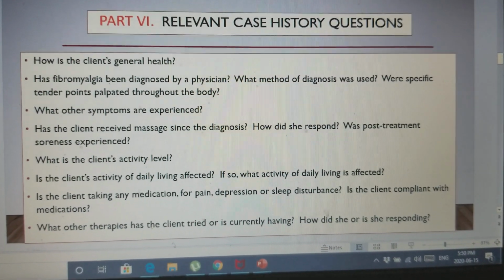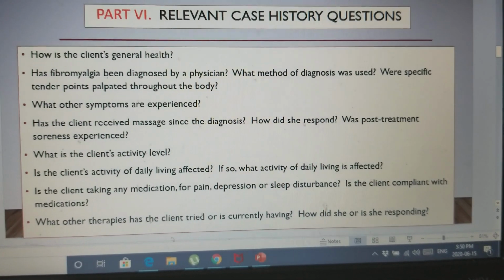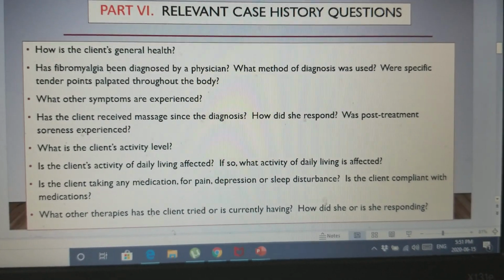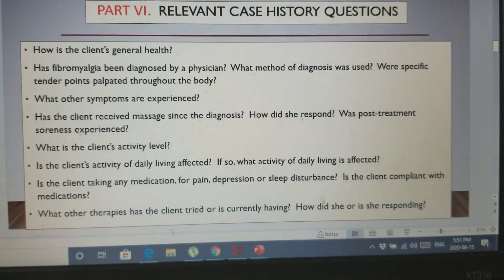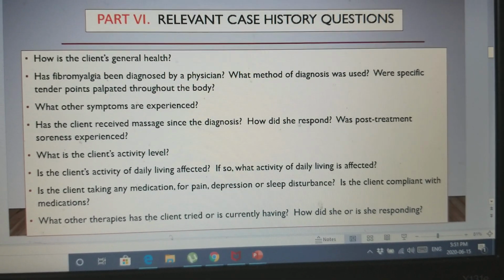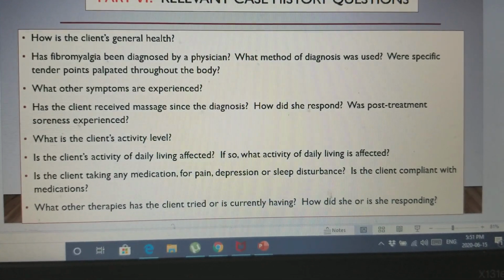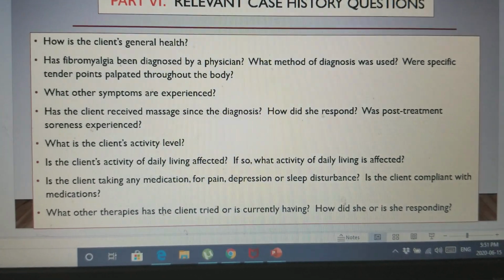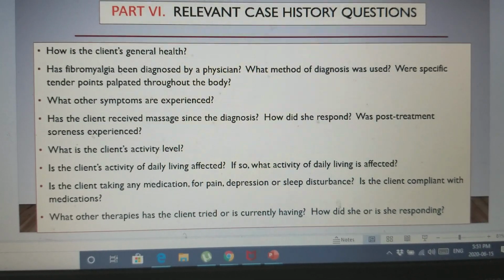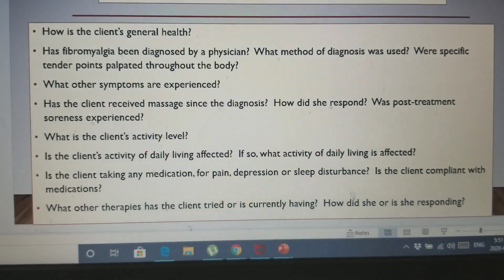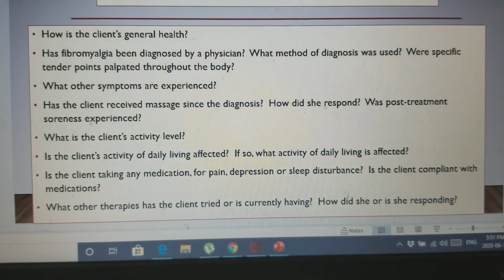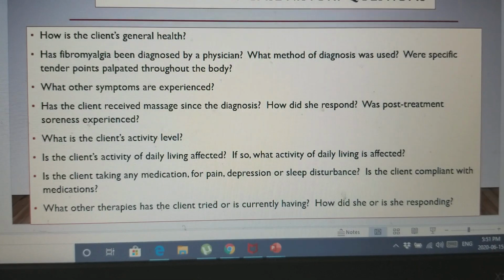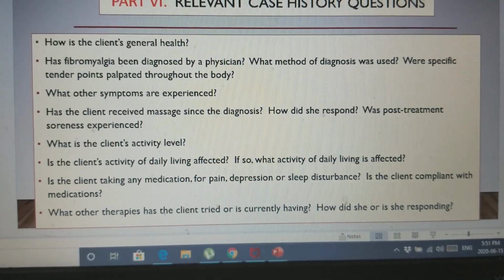So there are other relevant case history questions that you can ask. This is helpful for massage therapy practitioners or other healthcare practitioners when dealing with this fibromyalgia condition. These questions will be helpful in asking about this condition.